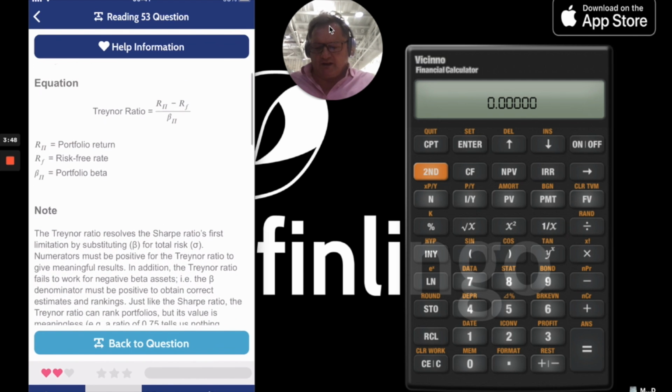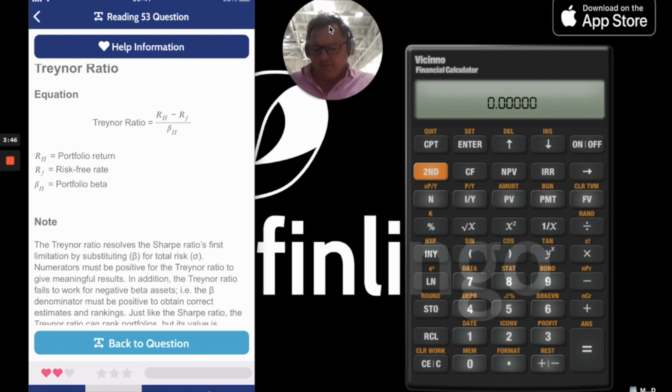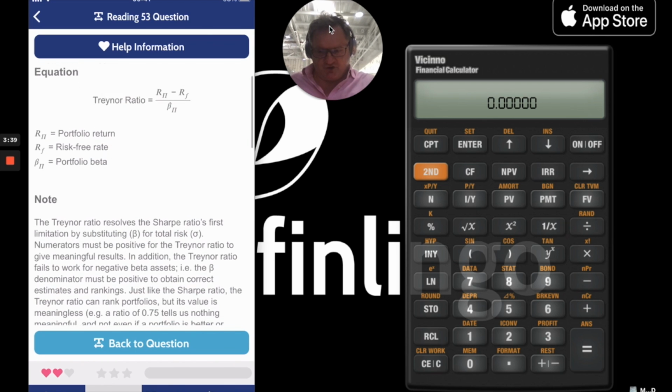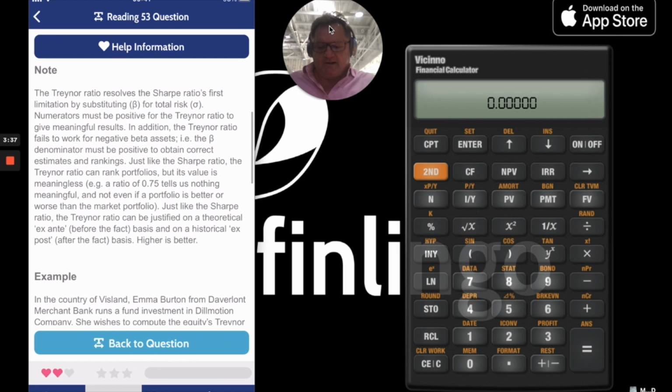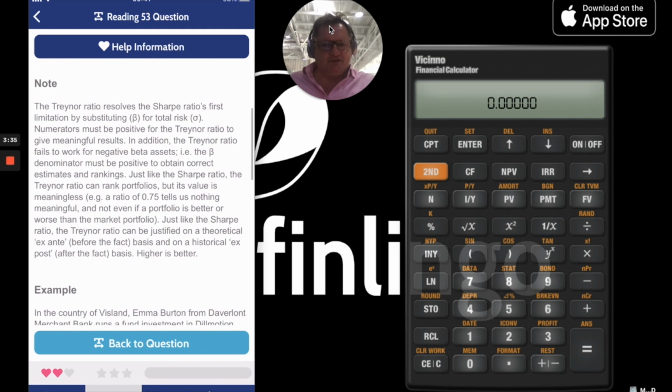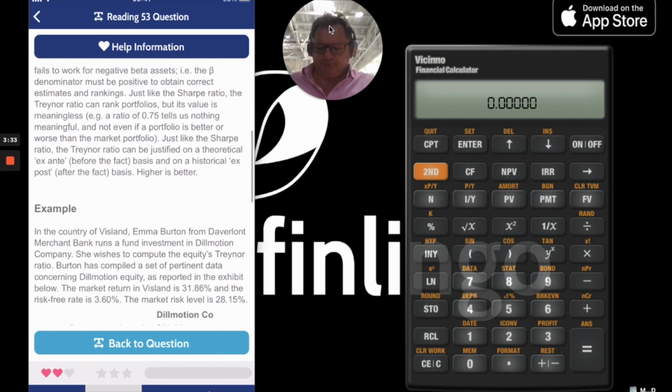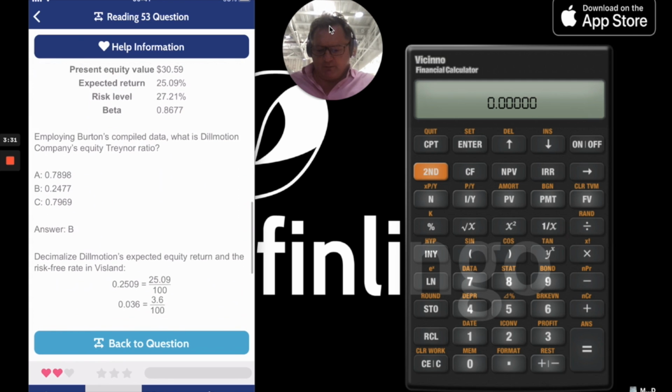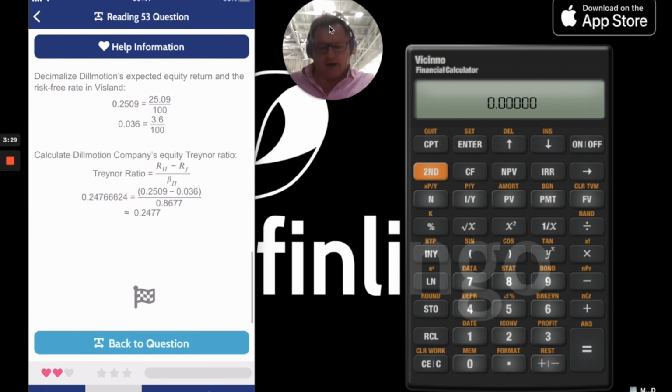So there's a note there, there's the equation. It's the return of the portfolio, take away the risk-free rate, divided by the beta of the portfolio this time, because it's Treynor, not Sharpe. Here's some information about why we need the Treynor Ratio, what it's good for, and then there's a worked example to help show us how to use the equation. Let's go back to the question.